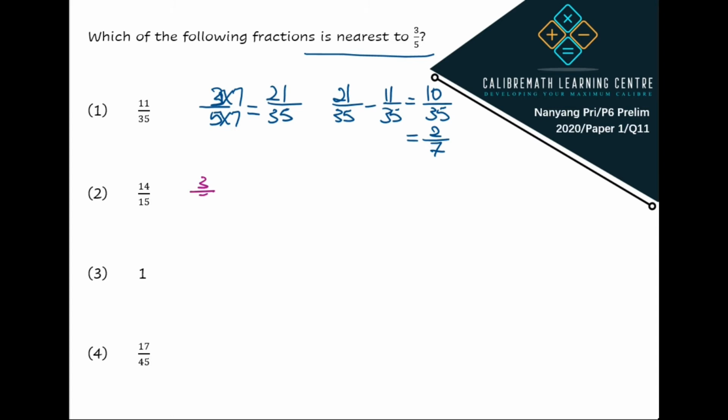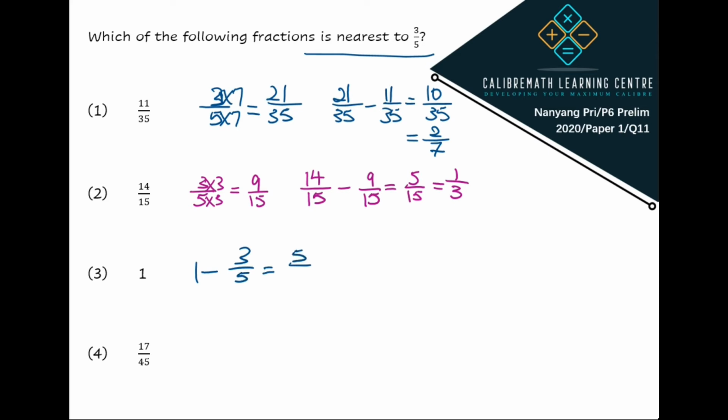Now for the second option, we have 14 out of 15. To compare them, again, we need to make that denominator the same. So we'll multiply by 3 to 3/5, and we get 9 out of 15. Then we can proceed to find that difference by using 14 out of 15 to take away 9 out of 15. We'll get the answer to be 5 out of 15, and in the simplest form, we'll get 1/3. Then for the next option, we have 1. To find the difference between 1 and 3/5, simply use 5 out of 5 take away 3/5, and that gives us 2/5 as the answer.